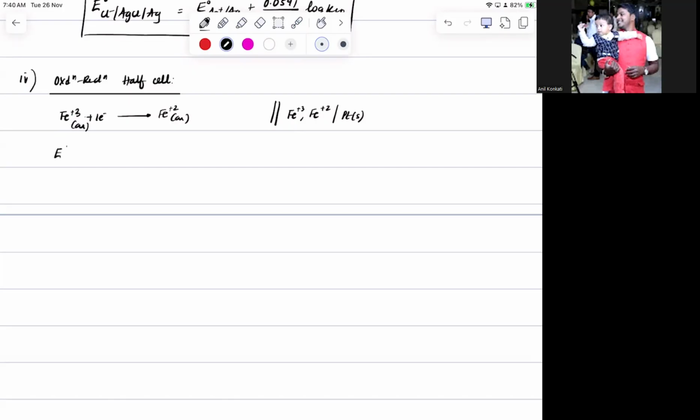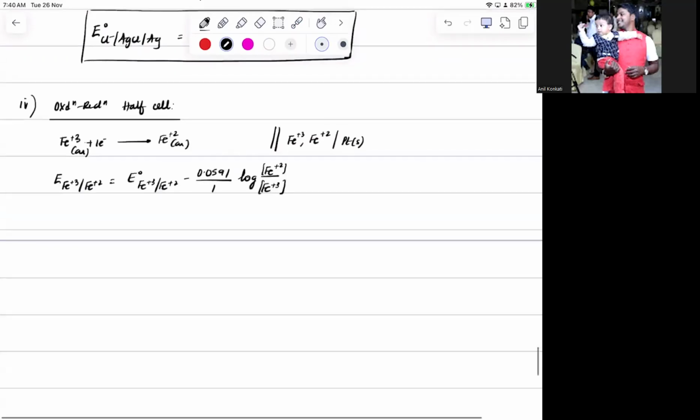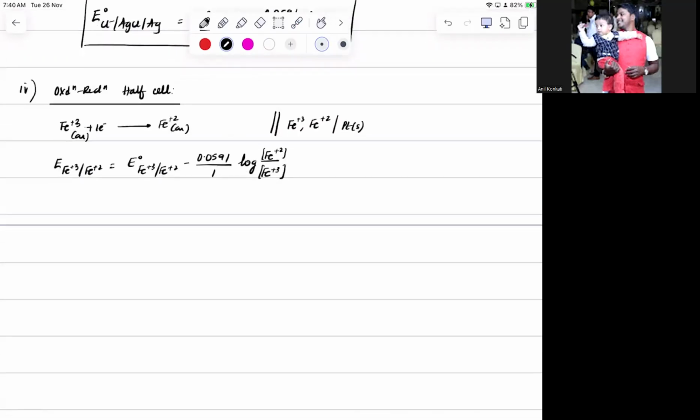And E naught, sorry, E of Fe+3 to Fe+2 will be equal to E naught of Fe+3 to Fe+2 minus 0.0591 by 1 log of Fe+2 concentration by Fe+3 concentration. So this is how you represent the half cell. If the reduction is happening in this way, you will represent it this way.